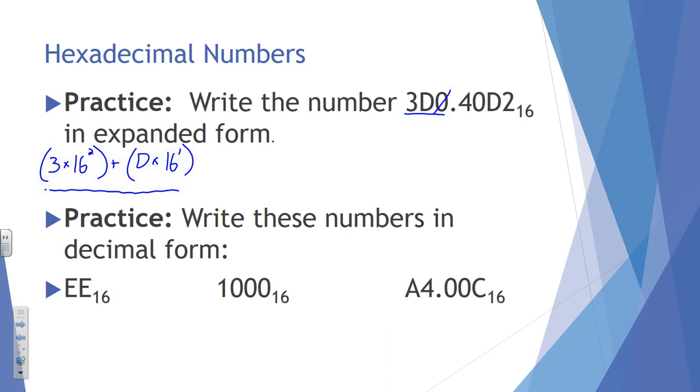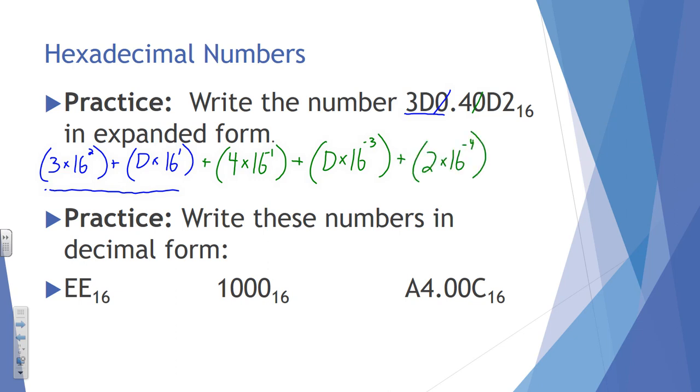And then beyond our hexadecimal point, we have 4 16 to the negative 1s. We have 0 16 to the negative 2s. We have D 16 to the negative 3s. And we have 2 16 to the negative 4th powers. And we could convert that into decimal by figuring out what all those are on our calculator. We'll do that in the next section.